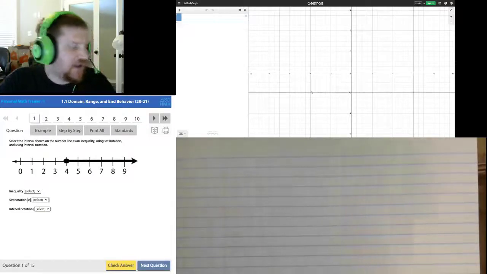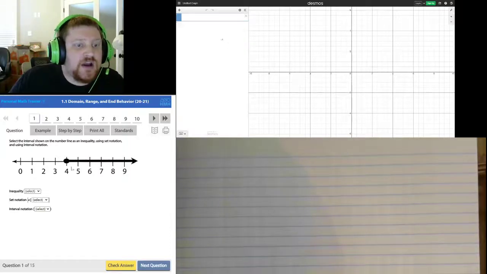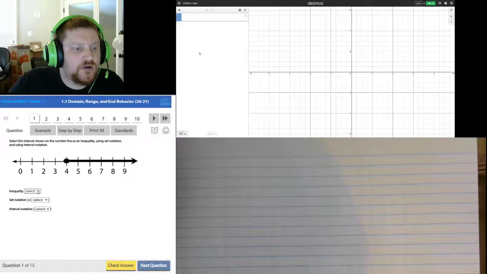It gives us an interval here, a number line, and it asks us to select the interval shown on the number line, and it wants it in inequality, set notation, and interval notation. Well, I see that this is a solid dot, so it does include the 4, and it's everything bigger than 4. So that would be x is greater than or equal to 4. And with set notation, I'm just going to take that inequality and put it right in there, greater than or equal to 4. And interval, we're going to have an open bracket from 4 to infinity.